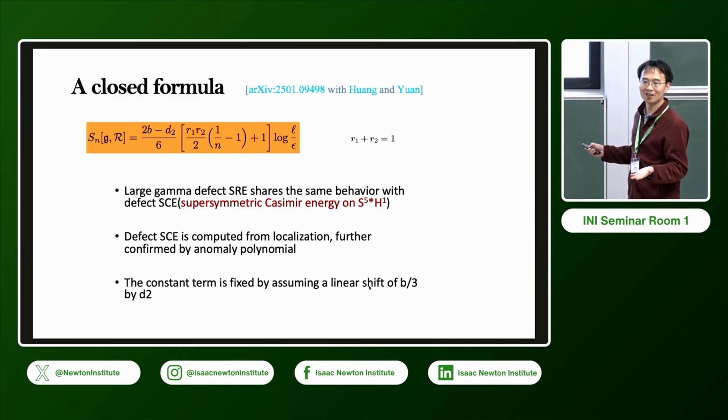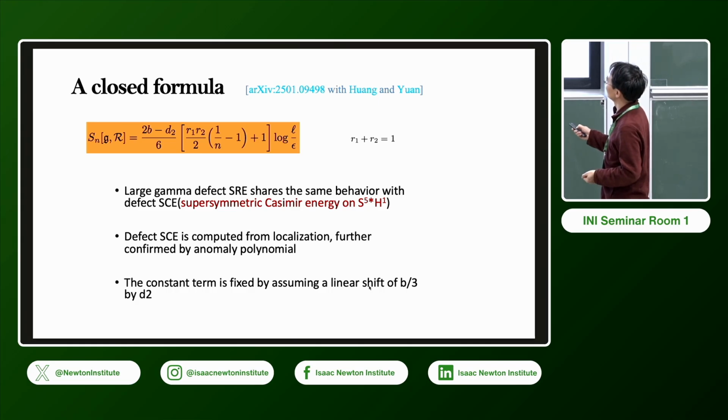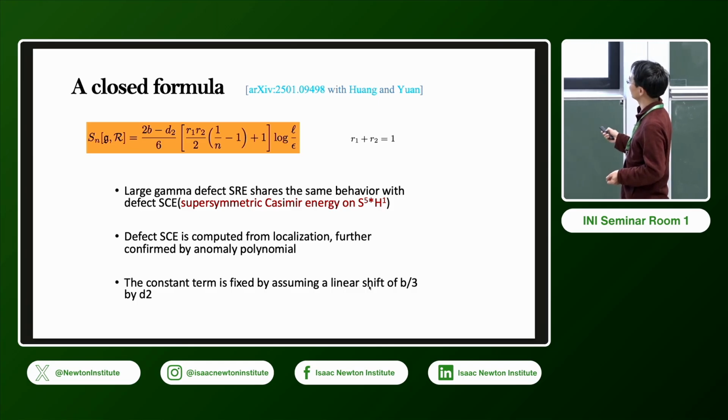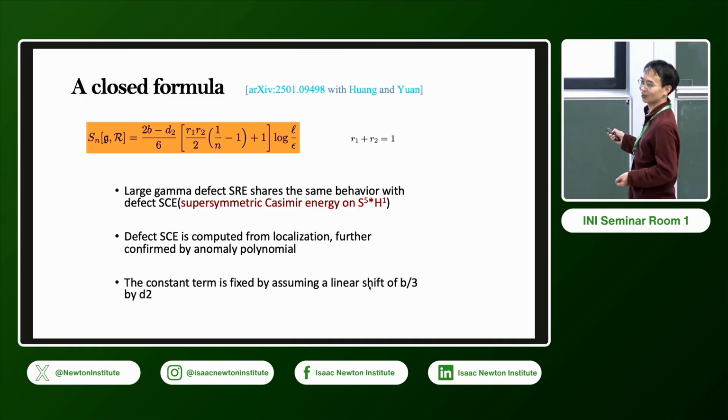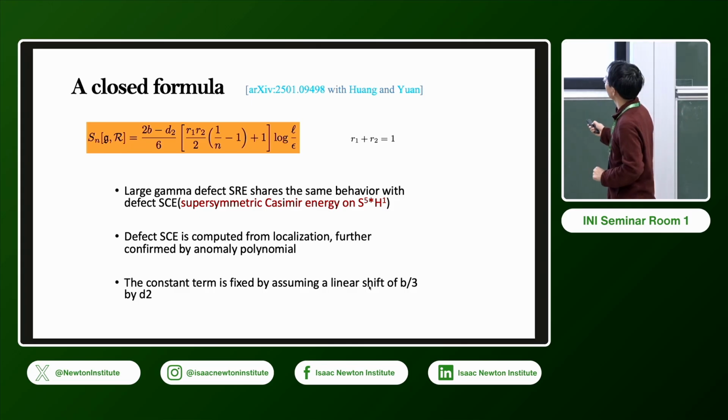So let's do it one by one. First, let's determine the leading coefficient of gamma, or 1 over n. Very fortunately, that coefficient is connected to something called the twisted Casimir energy, or supersymmetric Casimir energy. Why? For a purely geometric reason. If you put the theory on S^5 times H^1, which is conformally equivalent to the previous manifold, S^1 times H^5, you can easily check these two geometries are conformally equivalent. So I can switch to this manifold.